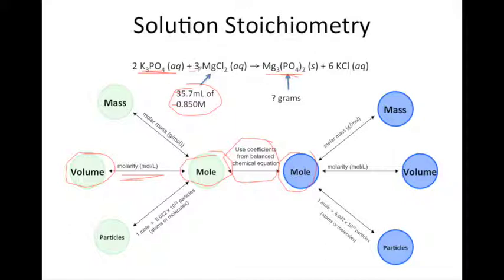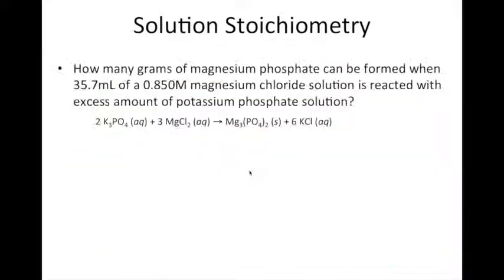So 3 moles of magnesium chloride will produce 1 mole of magnesium phosphate. Once we have moles of magnesium phosphate, we're looking for grams, that's mass. So we use the molar mass of magnesium phosphate. So we go from volume to moles, moles of magnesium chloride to moles of magnesium phosphate, and moles of magnesium phosphate to grams of magnesium phosphate. So we can use this overall strategy to solve any stoichiometry problem.